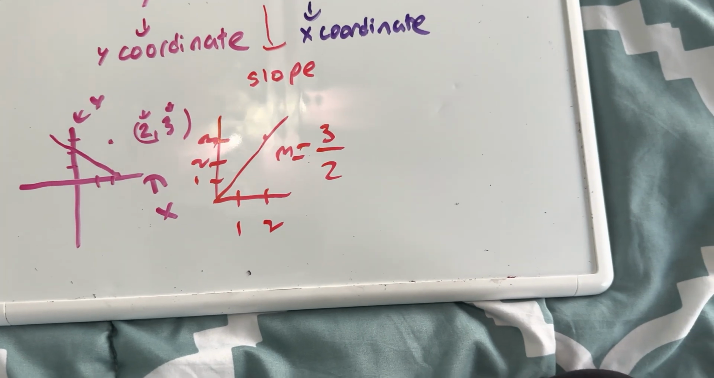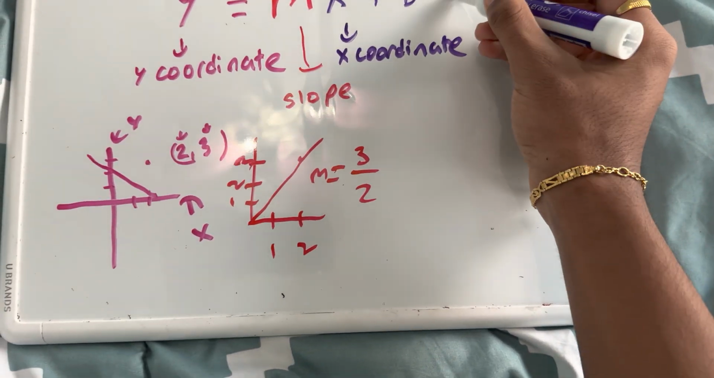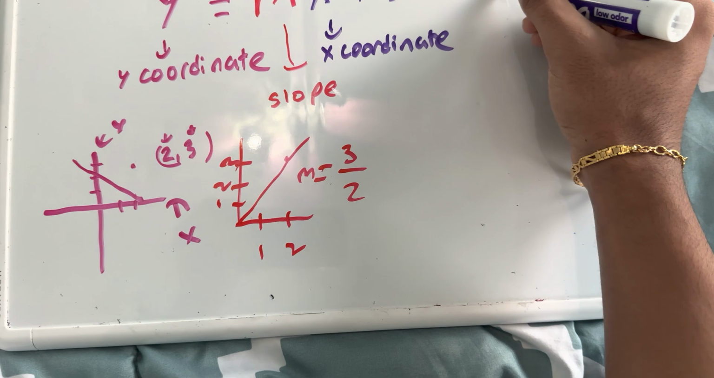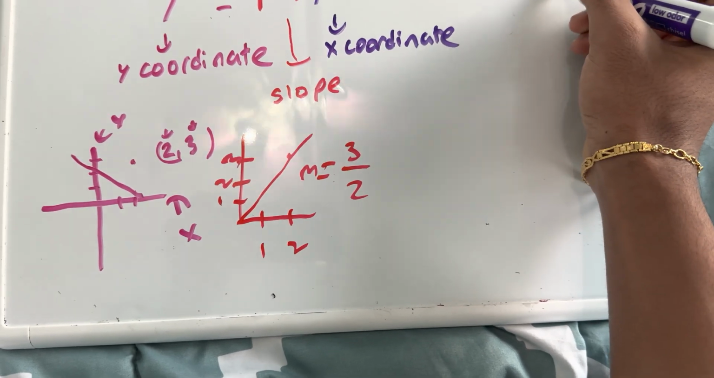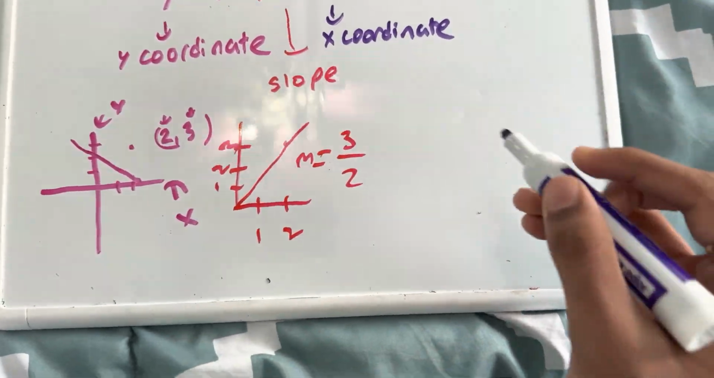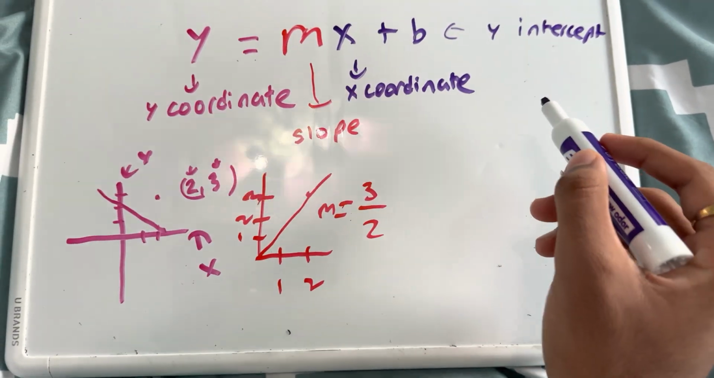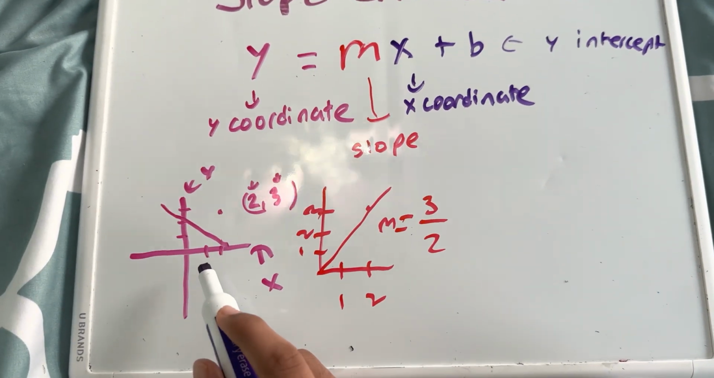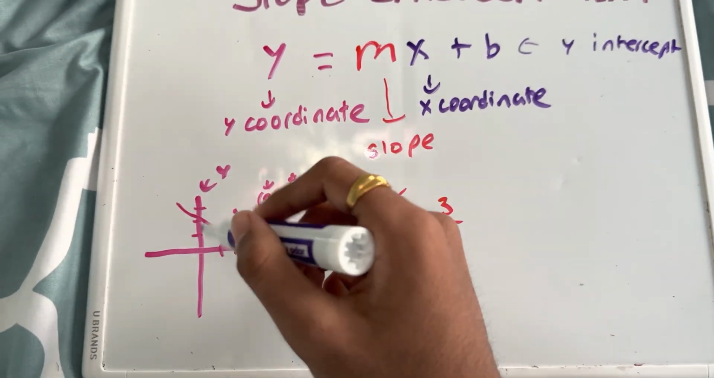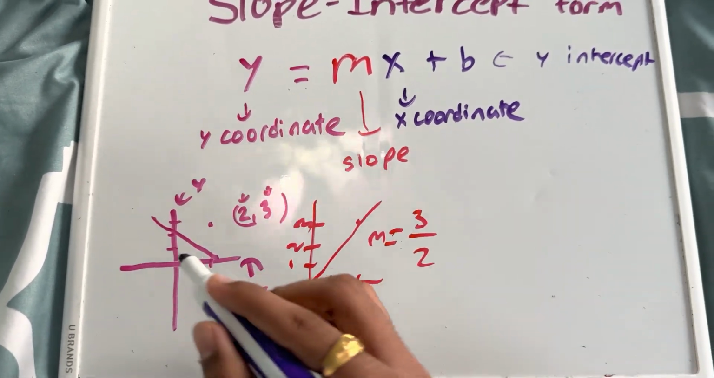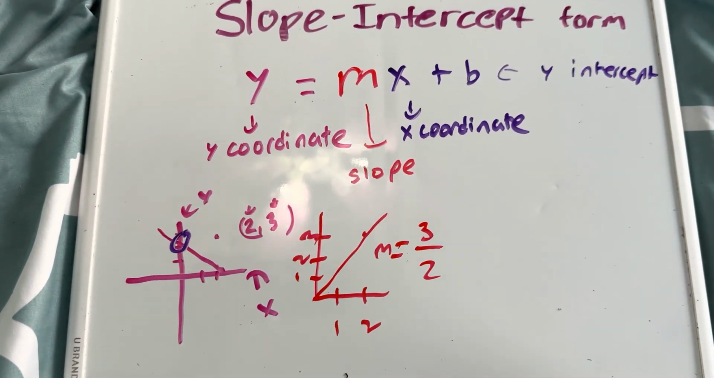Now, for this last value, this is what we call the y-intercept. This y-intercept is where the line crosses the y-axis on the graph. So this point right here.